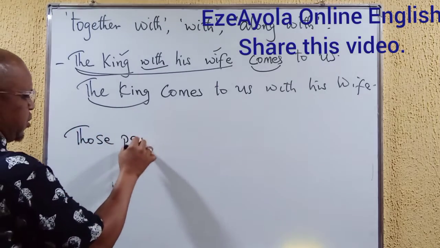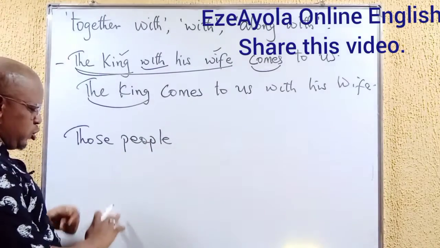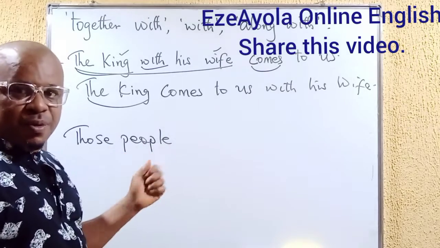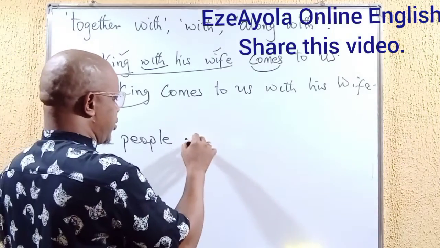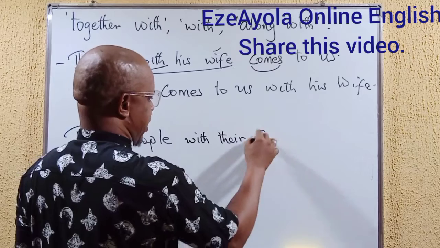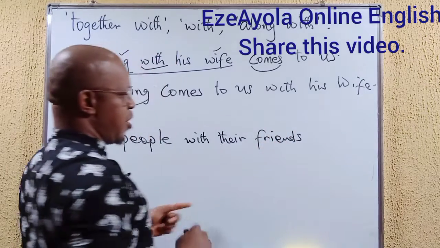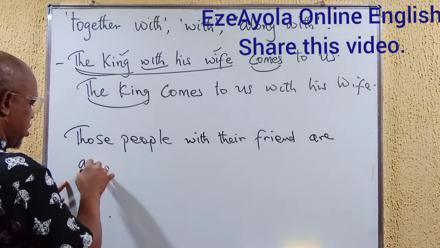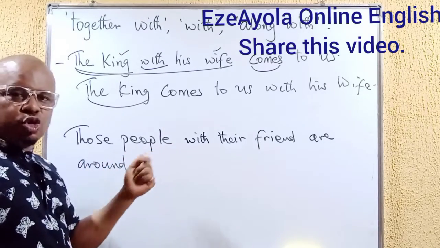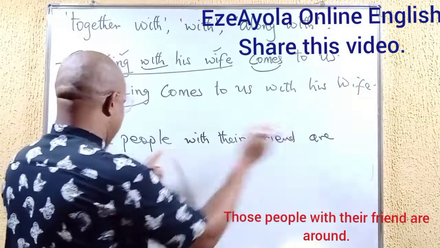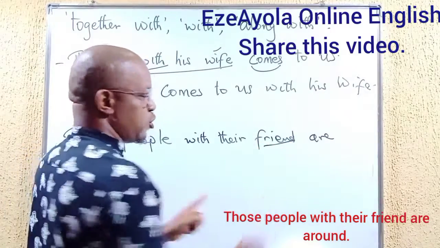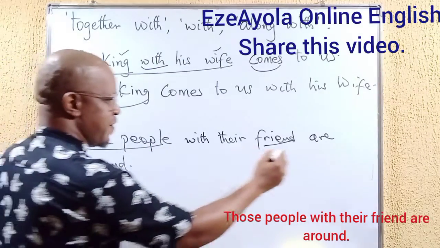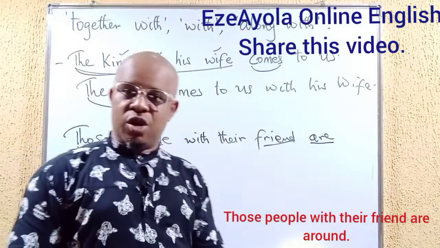Those people with their friend are around. Now look at this. Those people, that's the subject, and it is already talking about plural. Those people are around with their friend. The friend could be one person. Now because the main subject is plural, that's why the verb must be are, which is plural. We need to culture the way we speak.